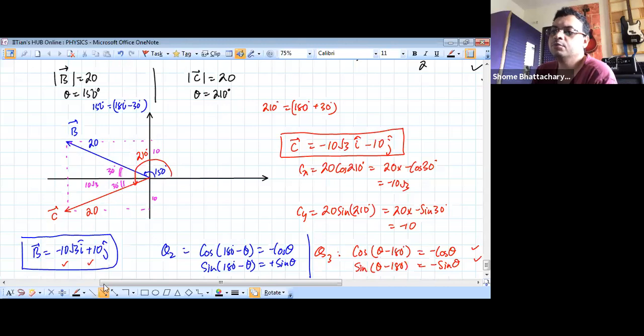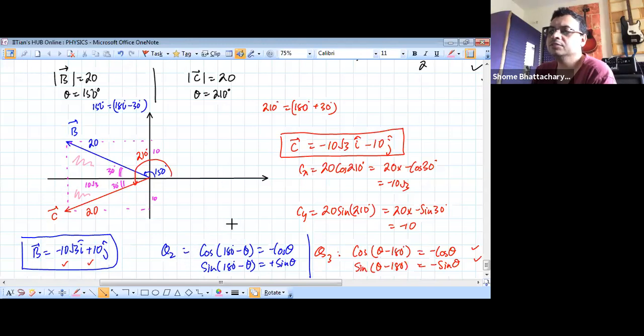Just from the geometry of these two right angle triangles, they are congruent triangles. You can see they're both 30, 60, 90 triangles with hypotenuse of 20. So you realize that both vectors B and C have the same x component, which is minus 10 root 3 i cap. But their y components are equal and opposite. Vector B has a positive y component and vector C has a negative y component. So this one is plus 10 j cap and this one is minus 10 j cap.